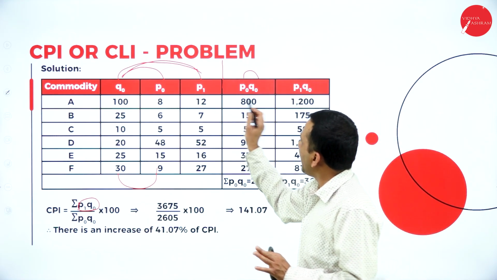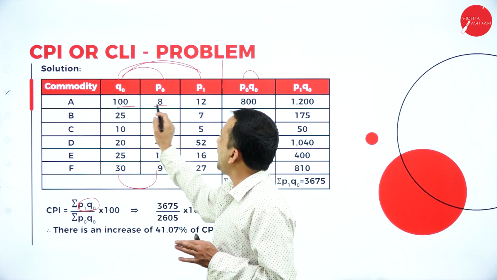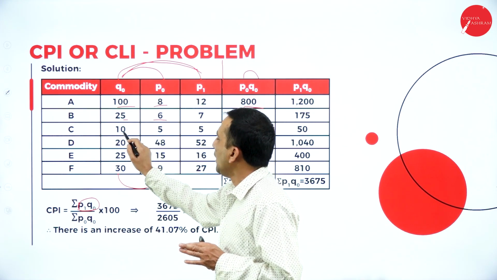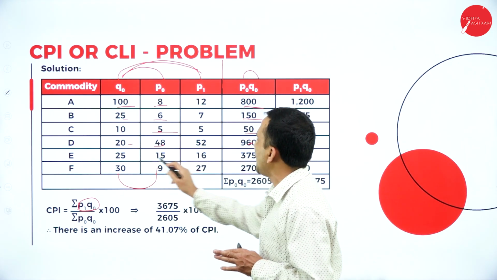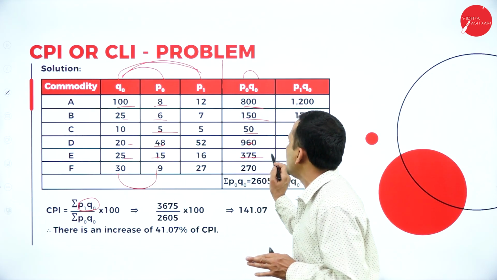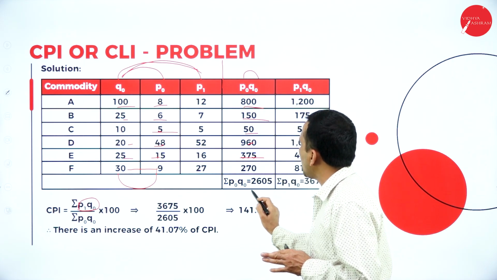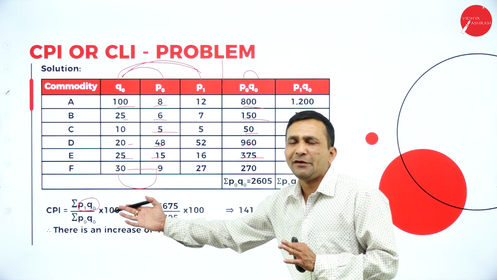Now you need to multiply base year quantity into base year price. 100 into 8, 800. 25 into 6, 150. 10 into 5, we get 50. 20 into 48, 960. 25 into 15, 375. 30 into 9, 270. Take this total, which is the denominator in the formula.